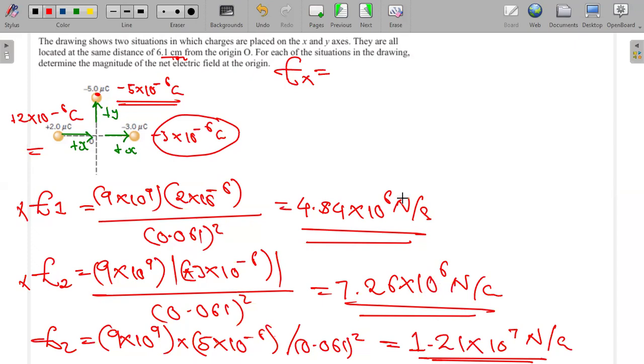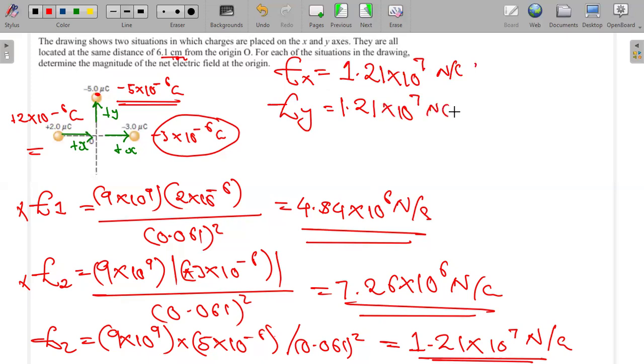How much is this going to give me? It's giving me 1.21 times 10 to the power 7 newtons per coulomb. This is in the x-axis. Then in the y-axis, we're just going to get the same one, 1.21 times 10 to the power 7 newtons per coulomb. This is what I have in my y-axis.